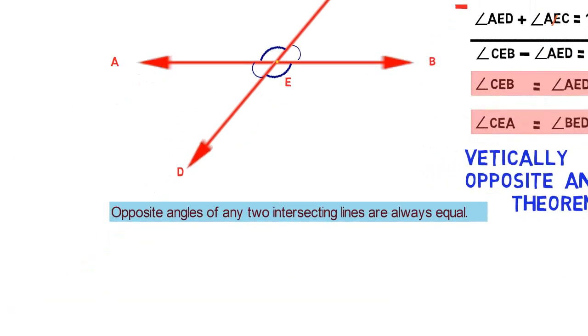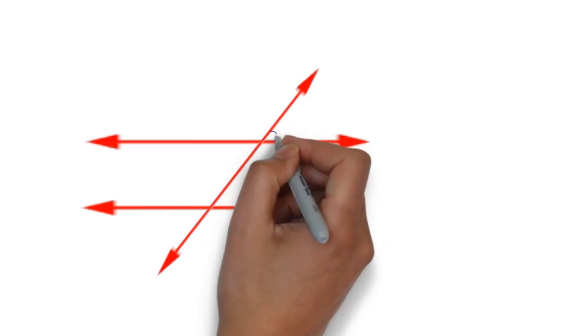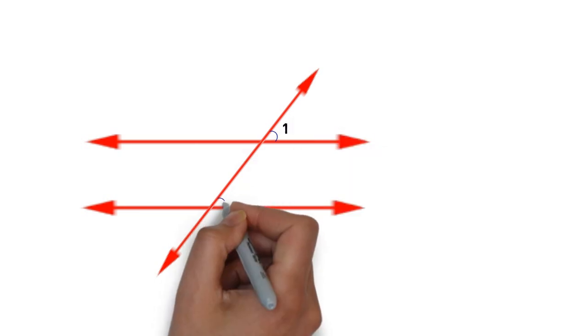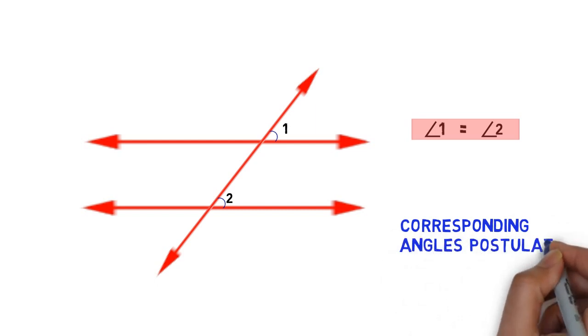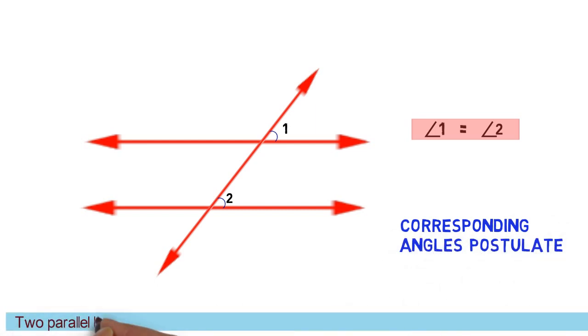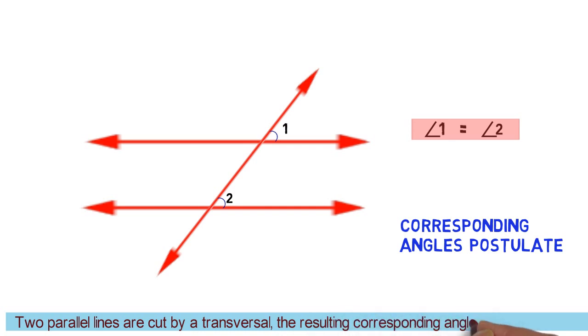Now consider these parallel lines. If I try to draw a line which intersects both of these lines, in this case, let me write angle 1 and angle 2. These two angles are always equal. This is called the corresponding angle postulate. And by theoretical definition, we can say the two parallel lines cut by a transversal, the resulting corresponding angles are always congruent. Congruent means just similar angles.